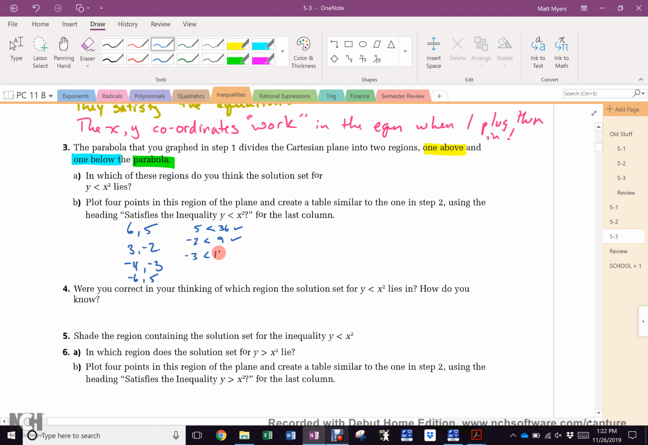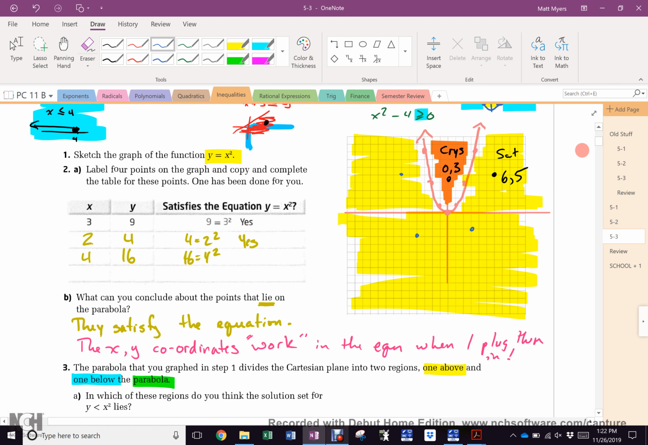-3 is less than 16. Is that okay? And lastly, 5 is less than 36. Is that okay? So all of these points work for Satjote, yes? Everyone agree?